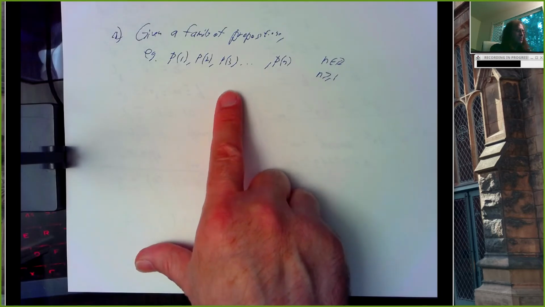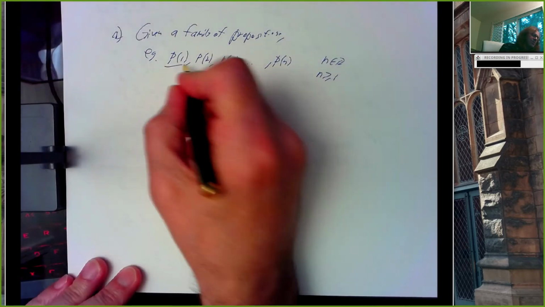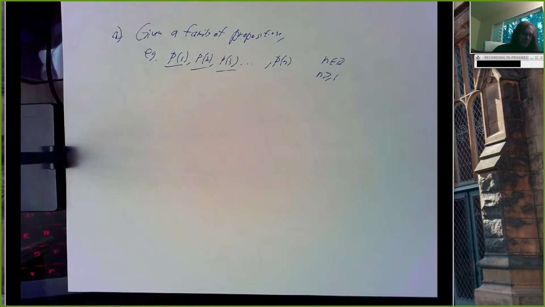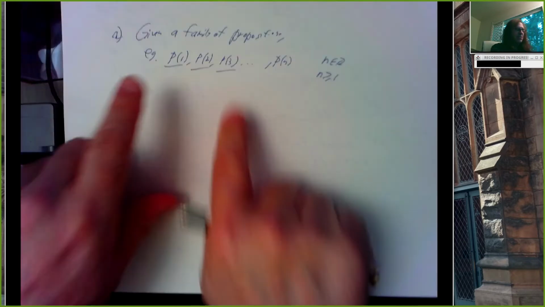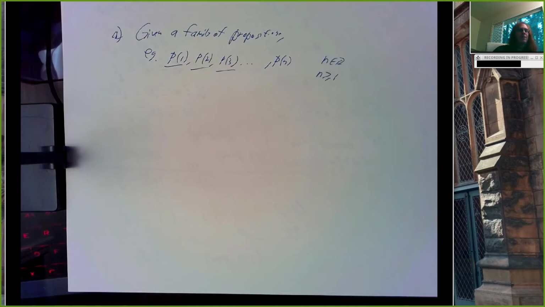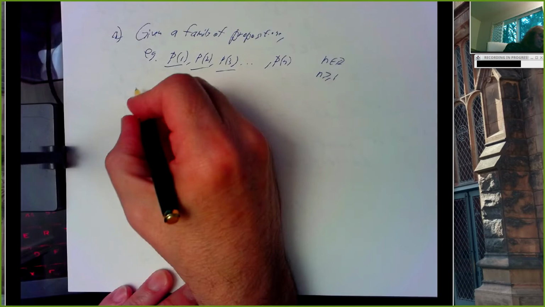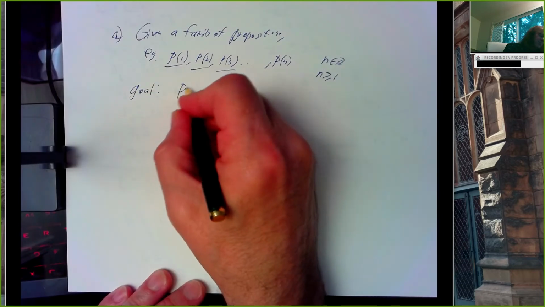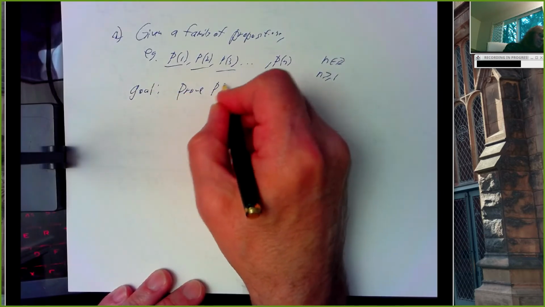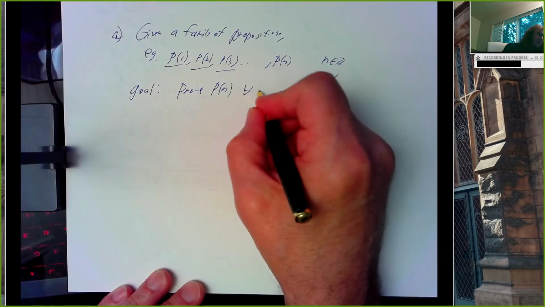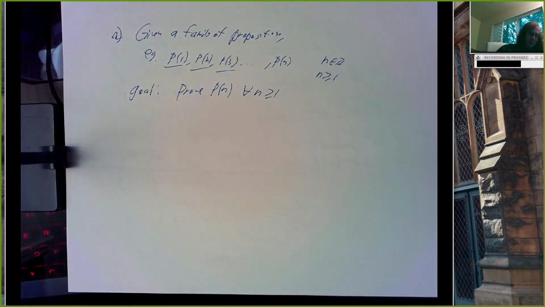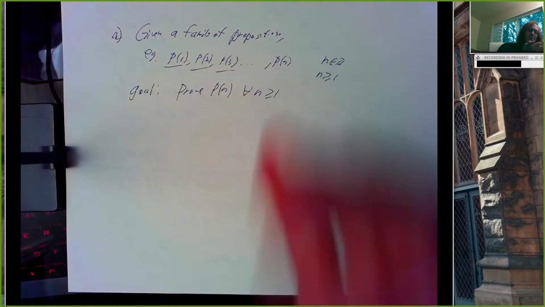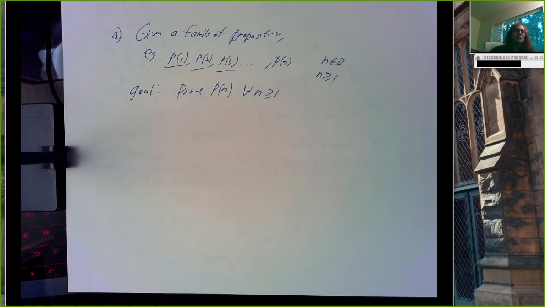And a family of propositions, remember, means this is a proposition, this is a proposition, this is a proposition, right? Each of these is an individual proposition. And your goal is usually to prove that P of n is true for all n bigger than or equal to 1 in this case. In other words, to prove that every proposition in this collection of propositions is true. Okay, that's the goal.